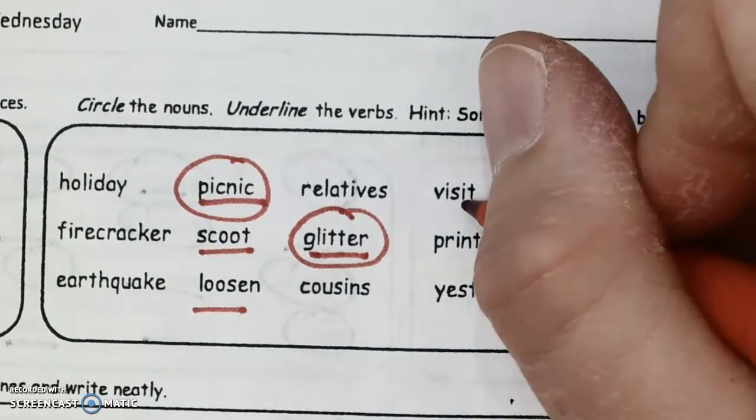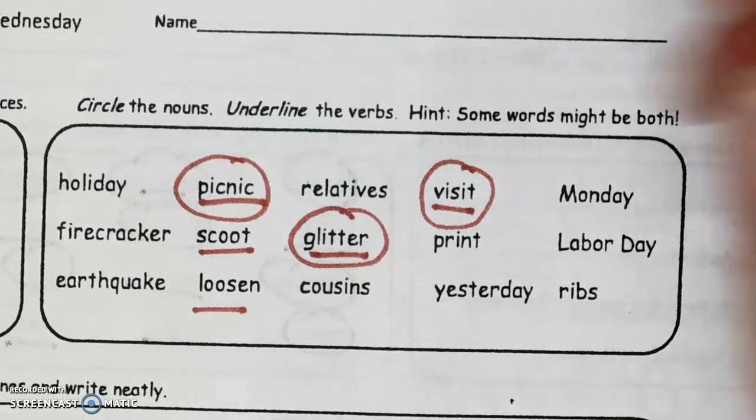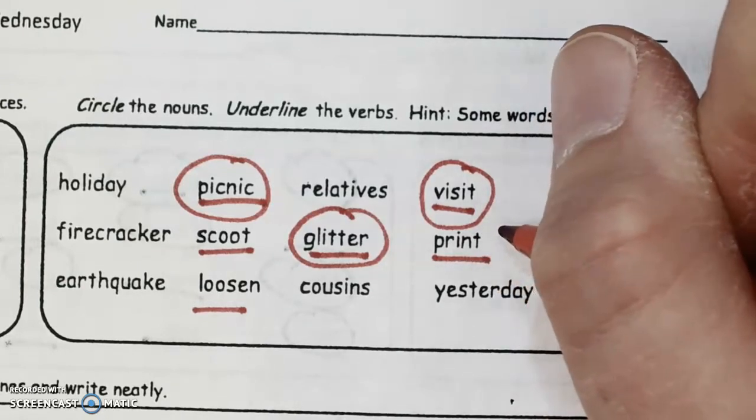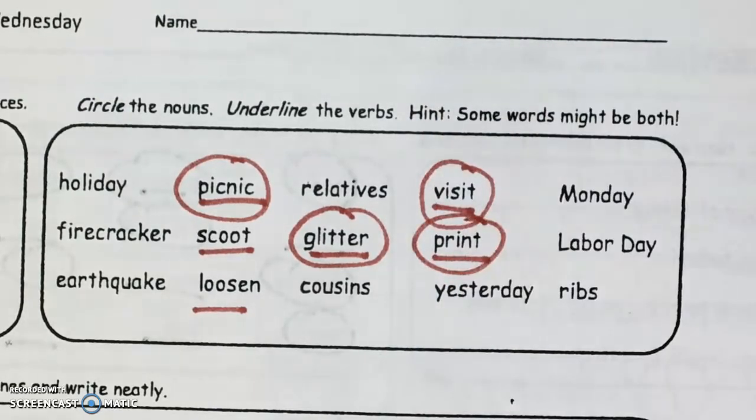Visit. This one could be a verb because you go to visit someone, right? But then you could also look at it as the actual visit itself. We went on a visit, okay? And then print. This one could be a verb because you're actually printing the paper, or you're printing with your pencil on the paper. So that could be an action. But it could also be a noun because, especially if you're looking at a piece of paper and you say, oh, can you read the print on there, the font, the letters, the text, okay?